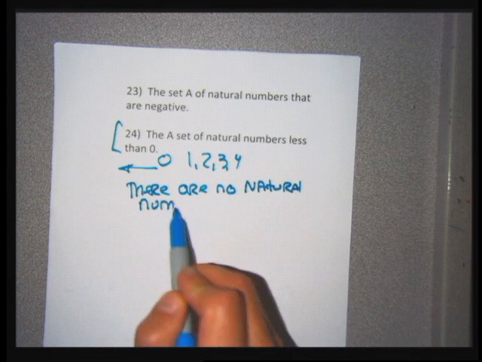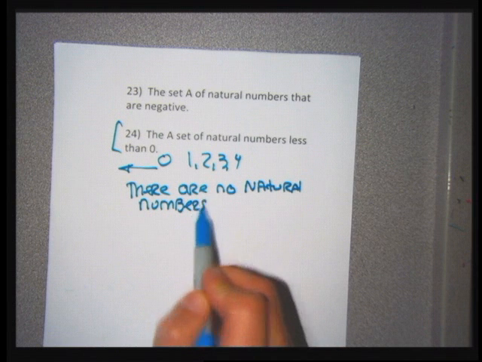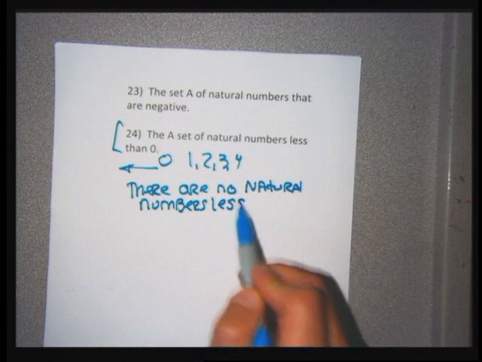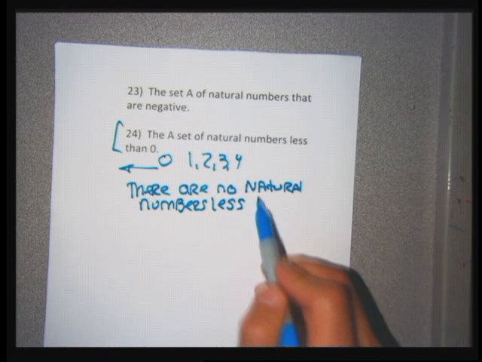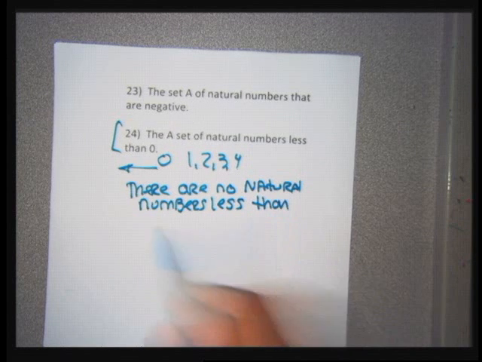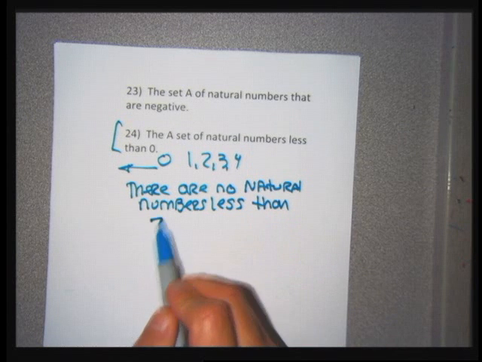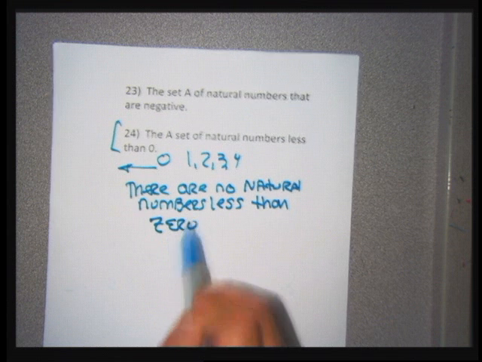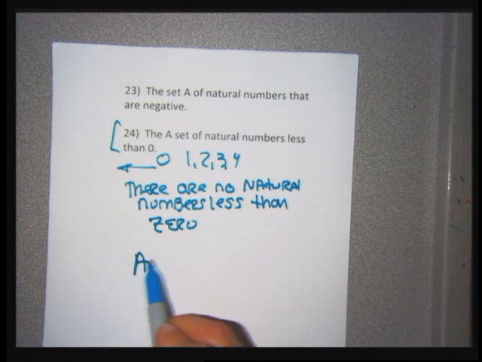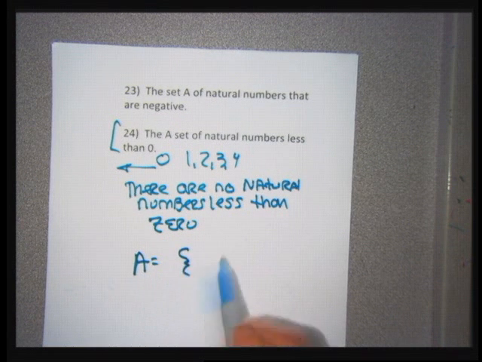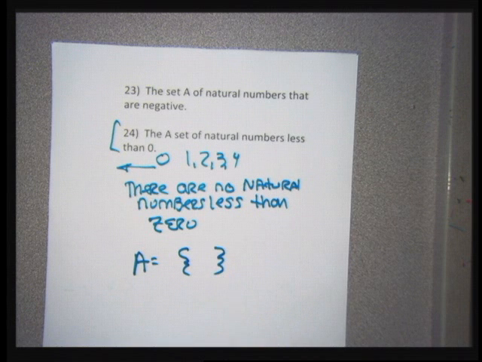So there's nothing to put inside my set. What I'd put inside my set builder notation is any natural number that's less than 0. Since there's no natural numbers less than 0, it would be fine just to do that, saying this is a set with no elements. A is an empty set. There's no element inside A.